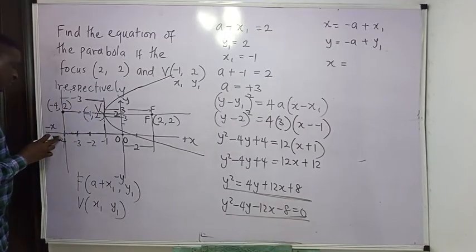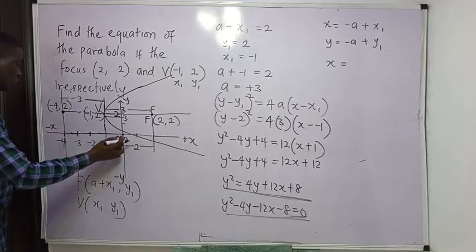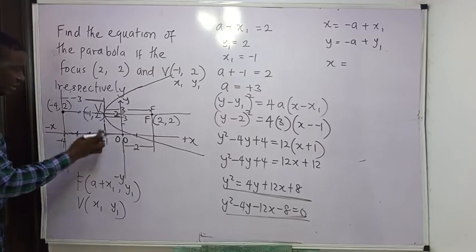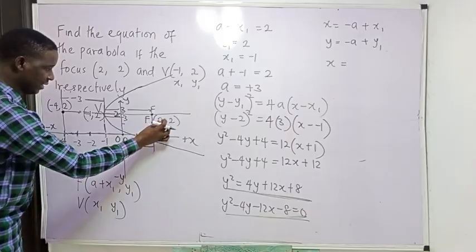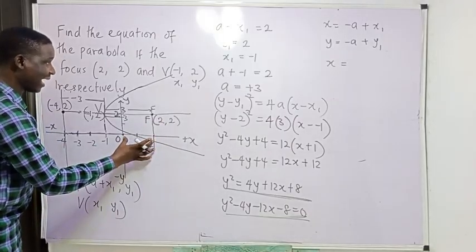But why is it -4 here? Because it's measured from the origin. That's why here it has now become -3, -1 here, -4. Then why is it 2 here? Because it's measured from the origin, which is the right thing to do.